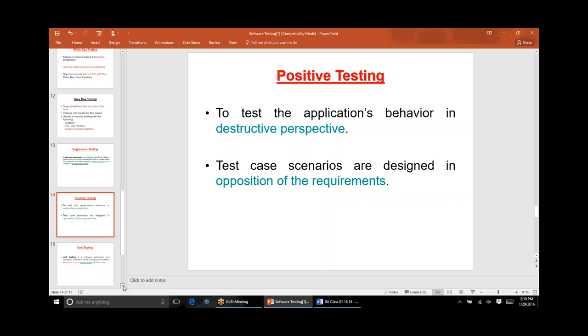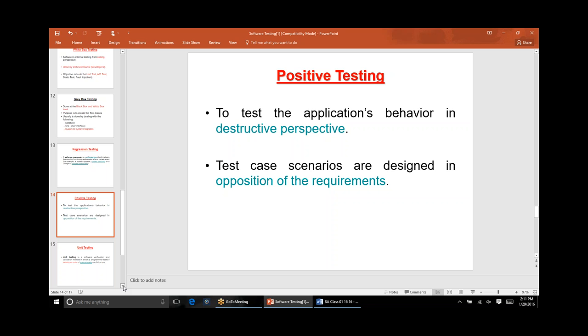That is called positive testing. I need this business requirement, and the system is able to perform that business requirement. That is called positive testing.